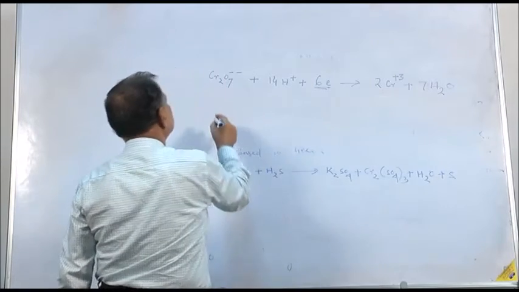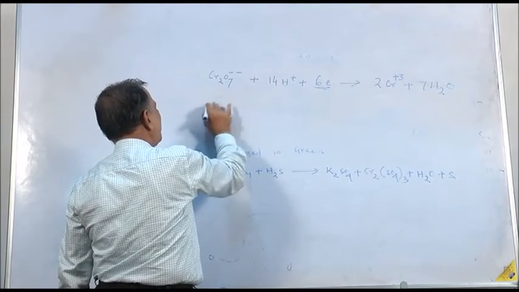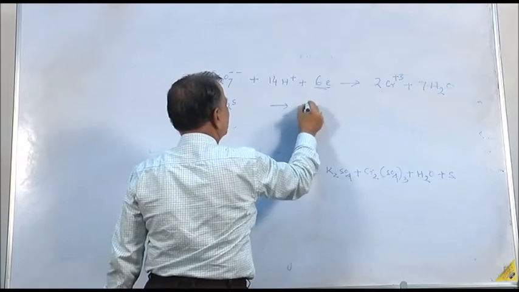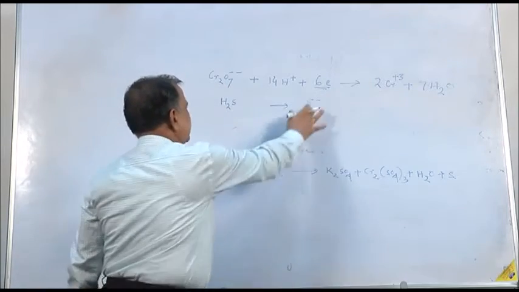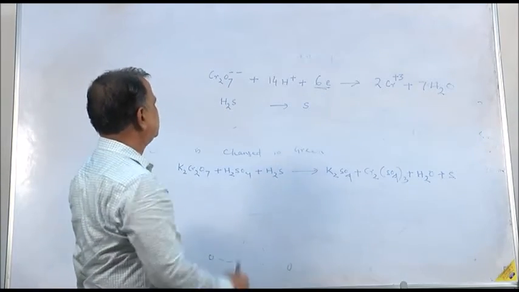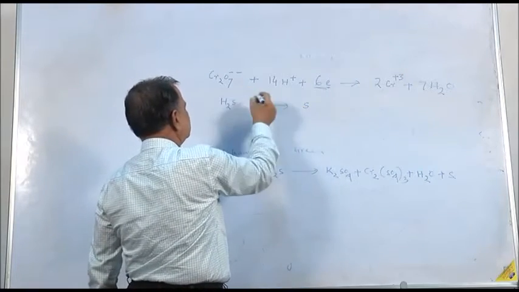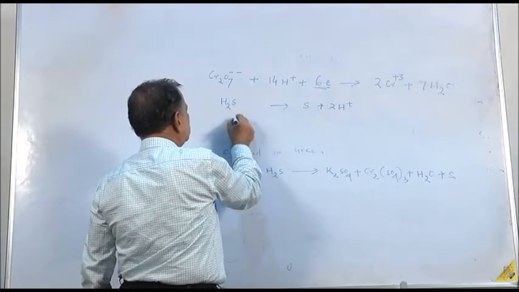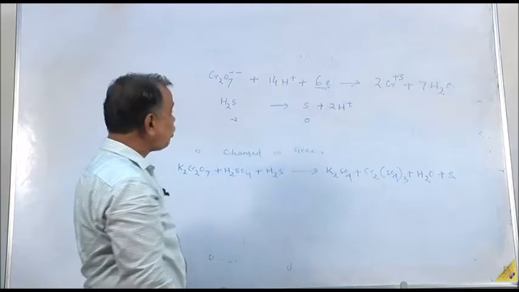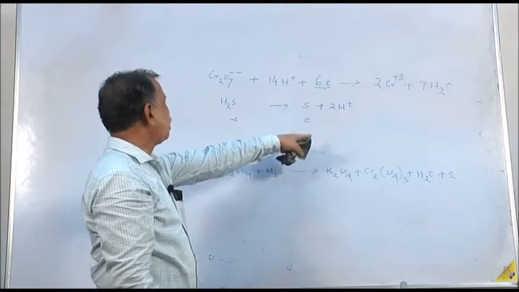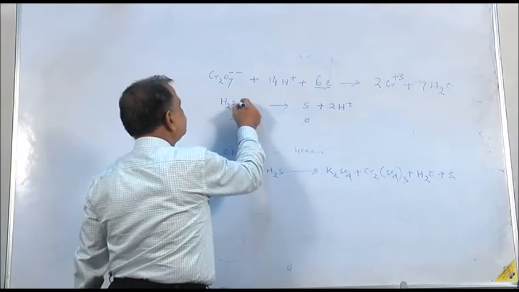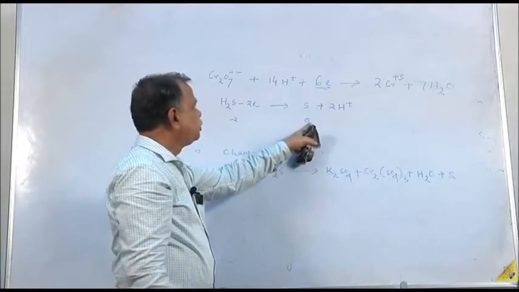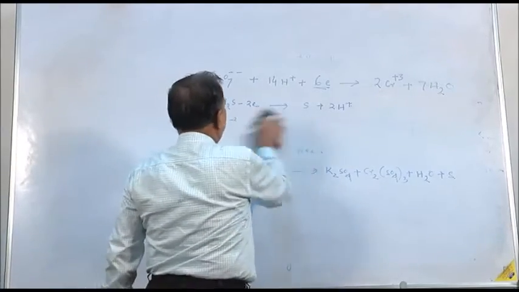Then H2S. We may write H2S will be S. H2S changes to sulfur: here sulfur is minus 2, here it is in the 0 state, plus 2H plus. So from minus 2 to 0 state, it loses 2 electrons, minus 2e.